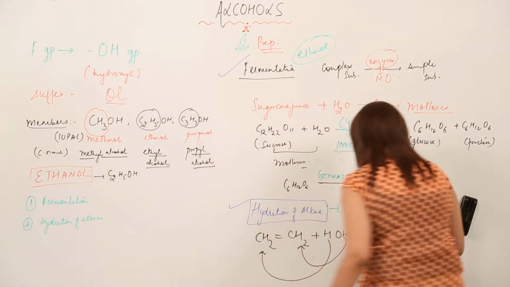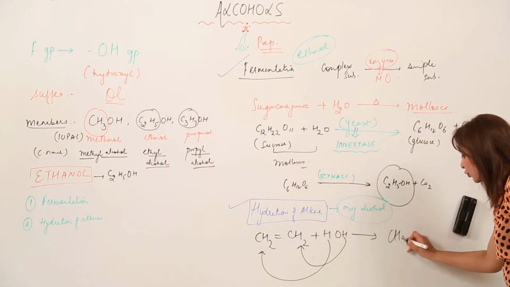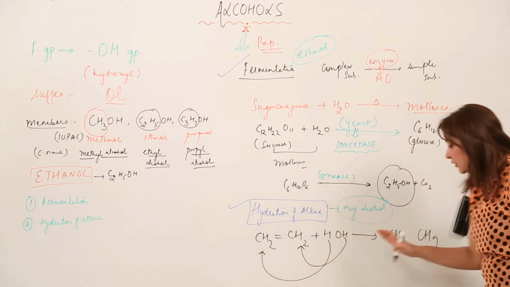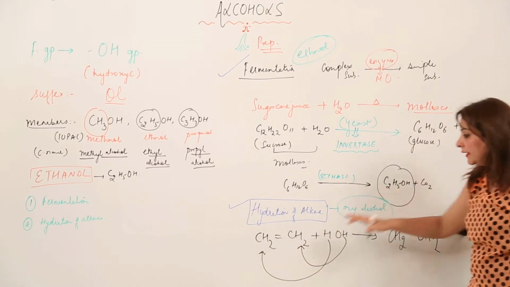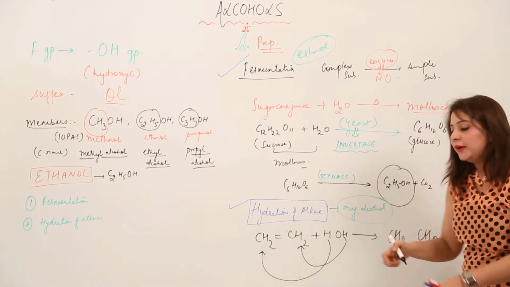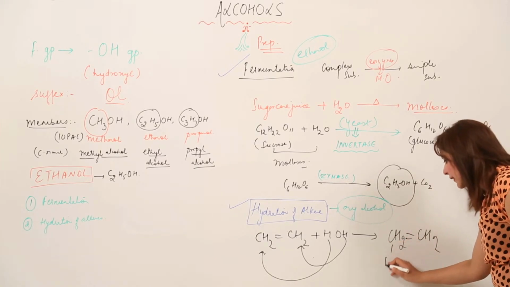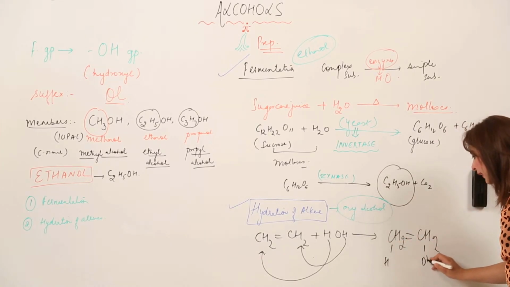So what happens, that means CH2, CH2, it was previously CH2, CH2, so I just wrote CH2, CH2. Here we have a double bond. Suppose for this moment I am just putting the double bond, right? So what happens, this H attached here gets attached here and this OH gets attached here.